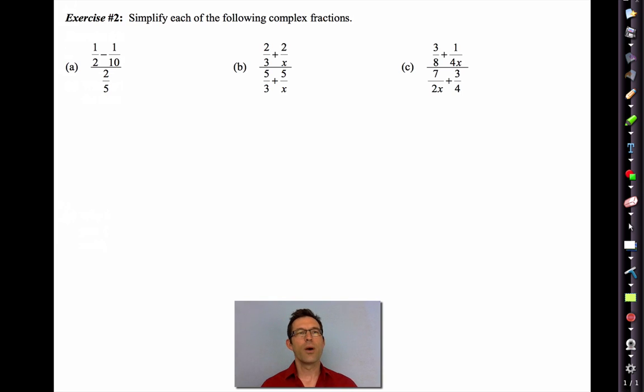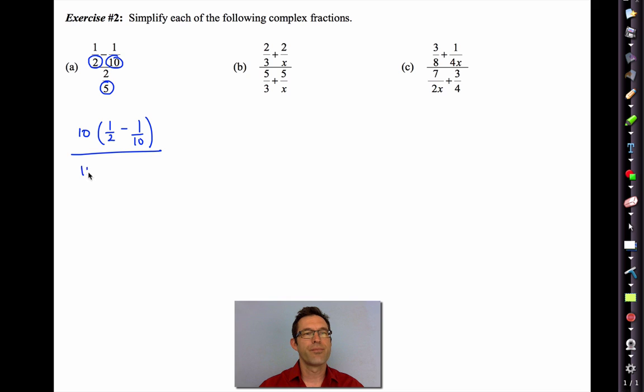Okay, well, really, what I want to think about mostly, you can think about common denominators, but what I like to do is look at the 2, the 10, and 5 and think, what would cancel all of those? And what would cancel all of them is a 10. So I'm going to multiply the numerator by 10, and I'm going to multiply the denominator by 10.